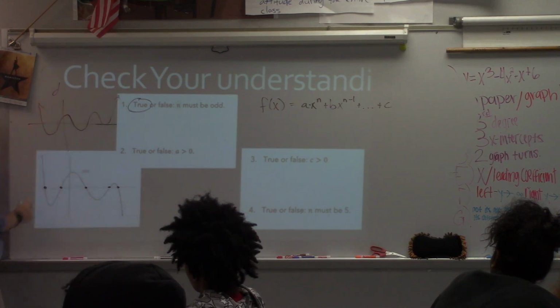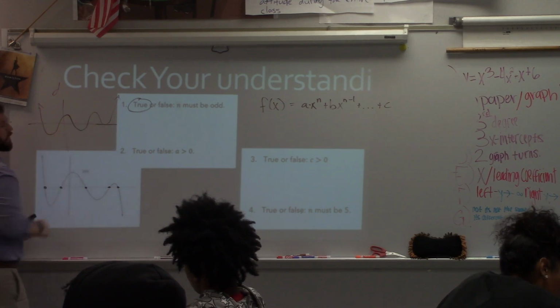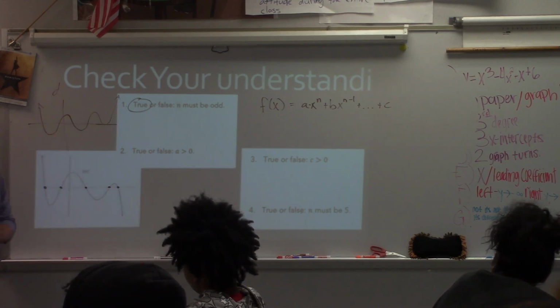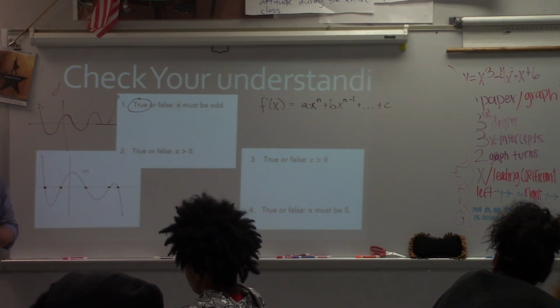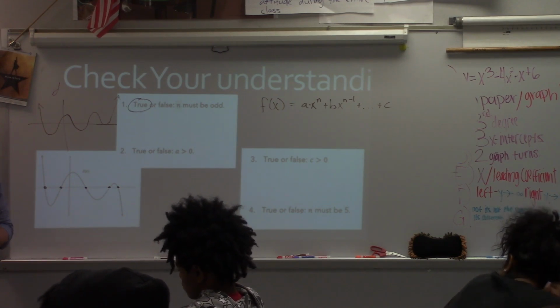Would this have to have an n that's odd? Wait, hold on. It's odd. Is it odd? No. Why not? Oh, no, it's going to be 6. So we would want to notice in this case that we have a double root. Even though there's 5 x-intercepts this time, one of those x-intercepts is a double root, and there's something else that we are missing right now.